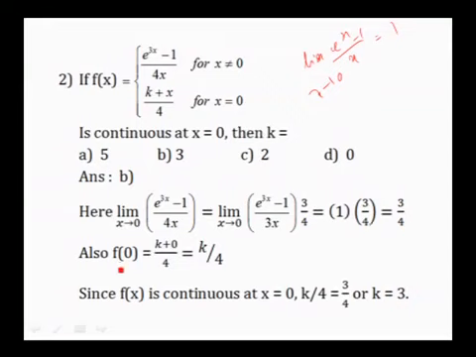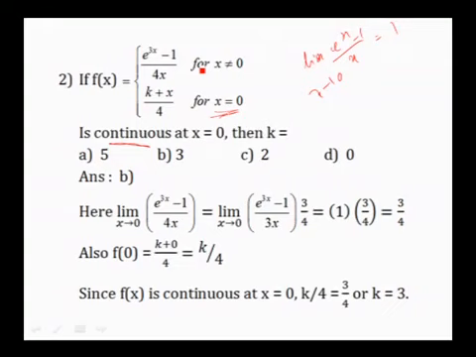So f(0): in k + x/4, put 0 where x is, because when x equals 0 you get f(0). k + 0/4 is k by 4. So these two must be equal, since he has given that it is continuous. If continuous, then in the definition of continuity we said the limit of f(x) as x tends to 0 must be equal to f(0).